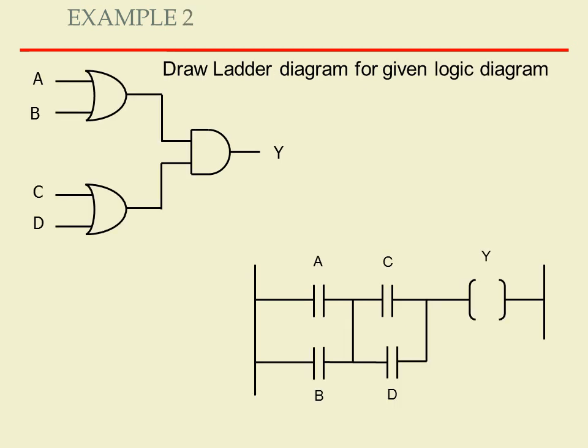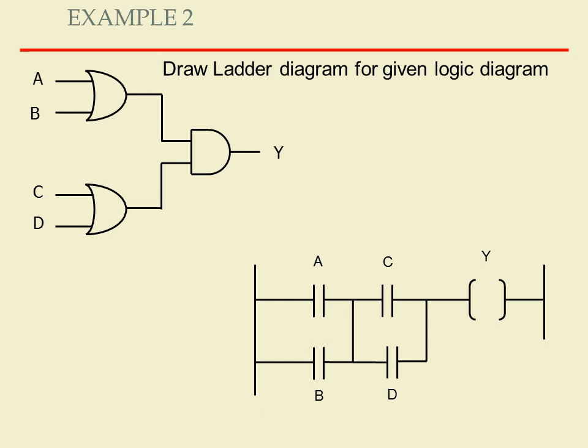Next example. So in this example, two OR gates are given. First OR gate is having inputs as A and B. Second OR gate is having inputs as C and D. And the outputs of first OR gate and output of second OR gate are the inputs to the AND gate, and overall output is Y.